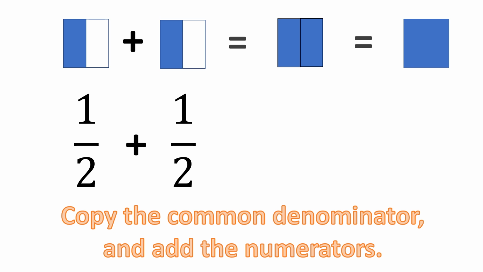So here's the rule for adding fractions. We copy the common denominator and add the numerators. So let us solve this. It's equal to copy the denominator, which is 2, and add the numerators. That is 1 plus 1 equals 2. So now this is 2 over 2.